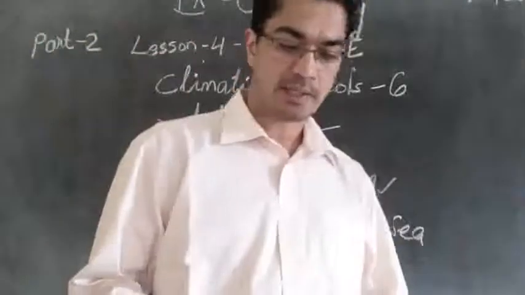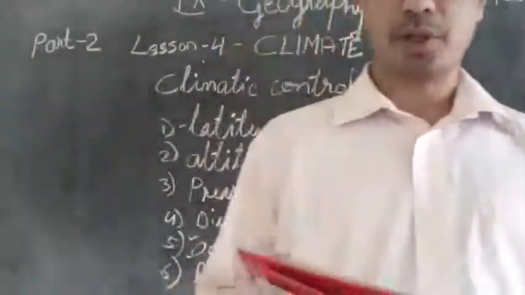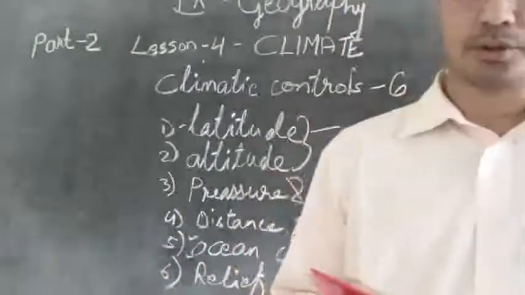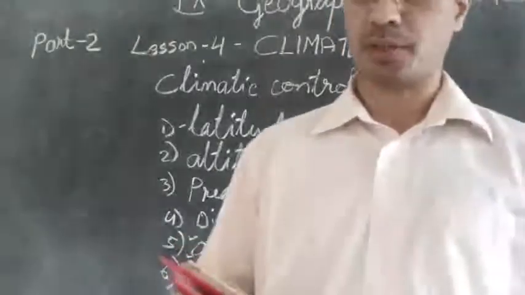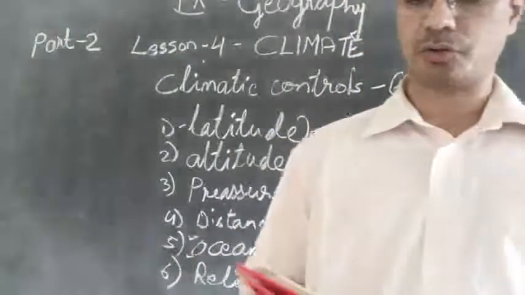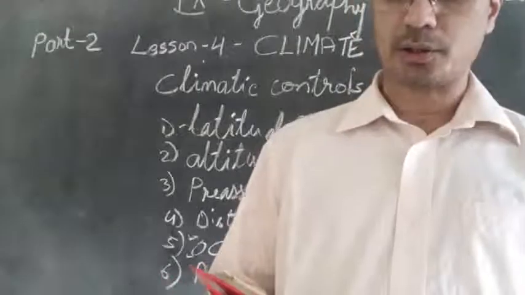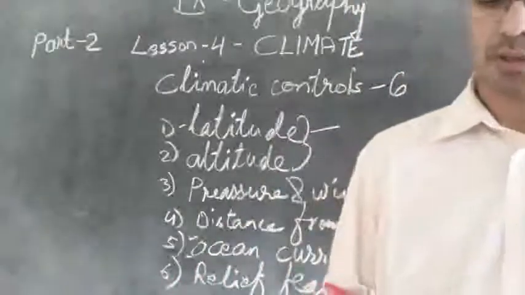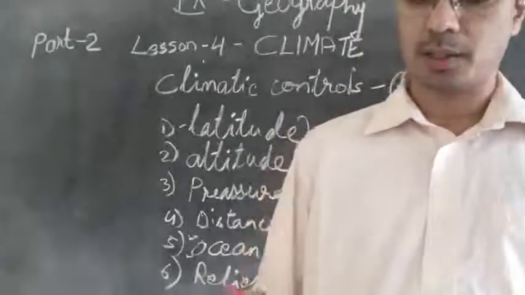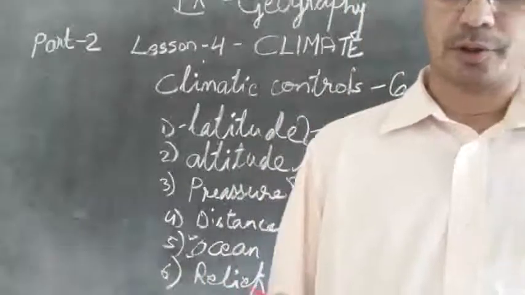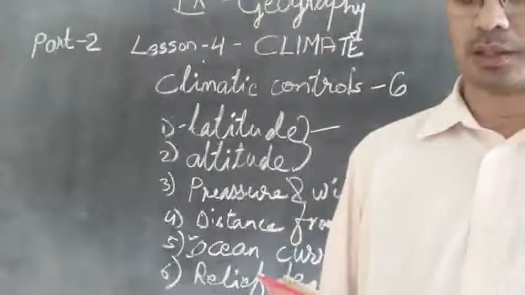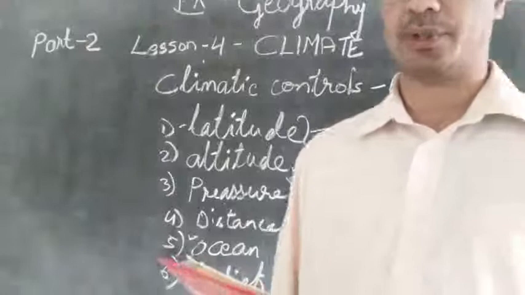The Tropic of Cancer passes through the middle of the country from the Rann of Kutch in the west to Mizoram in the east. Almost half of the country lying south of the Tropic of Cancer belongs to the tropical area, and all the remaining area north of the tropic lies in the subtropics. Therefore, India's climate has characteristics of tropical as well as subtropical climates.